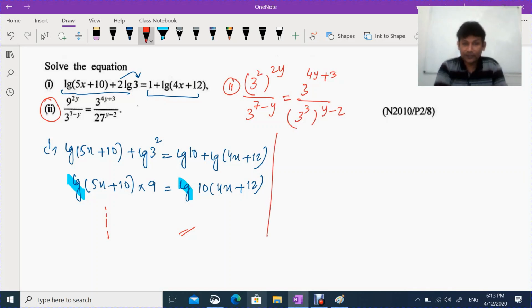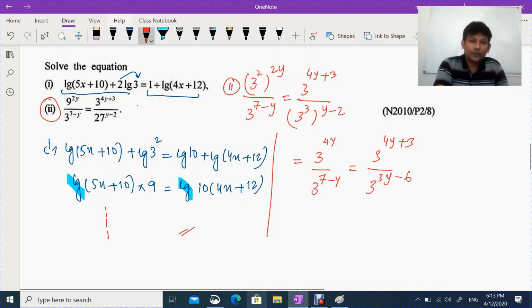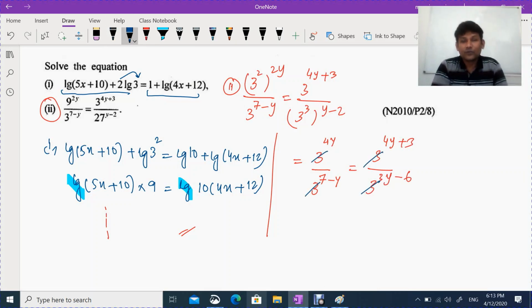Okay, what are the mistakes? 3 power, this will become 2 times 2 is 4y. 3 power 7 minus y is equal to 3 power 4y plus 3, and 3 power 3y minus 6. What do the students do? They cancel this 3. No, this is false. This is wrong. Please don't cancel 3. This is wrong. This 3 will move up.